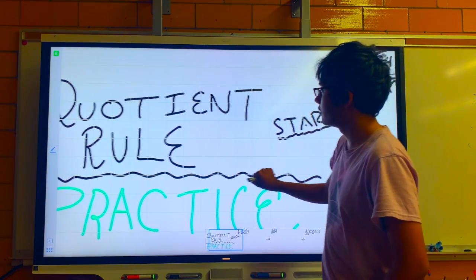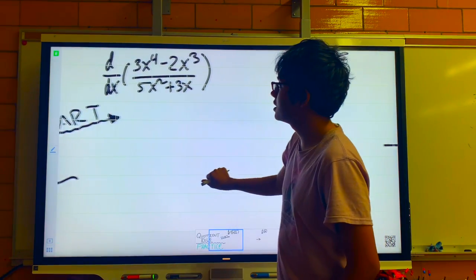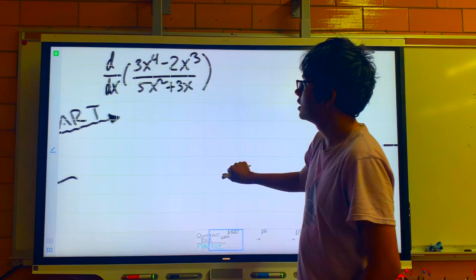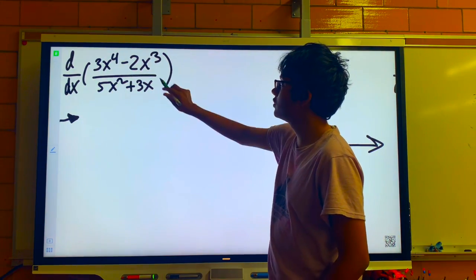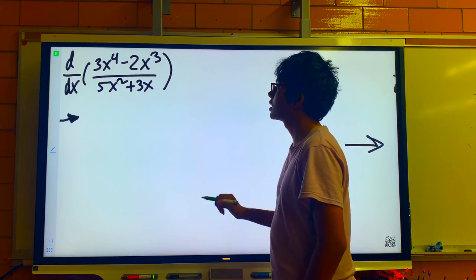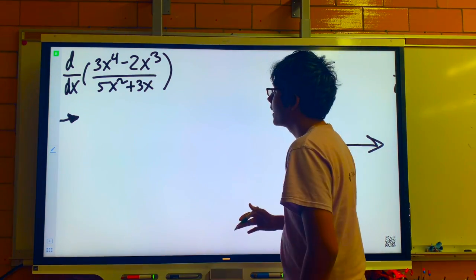Already we're facing technical difficulties, but that's okay. So this is our first problem, right? Find the derivative of the quotient of 3x to the 4th minus 2x cubed over 5x squared plus 3x.